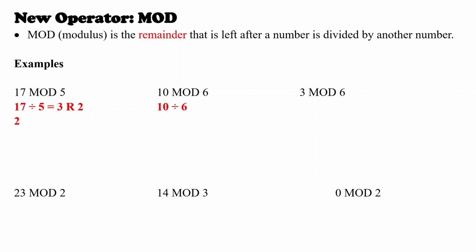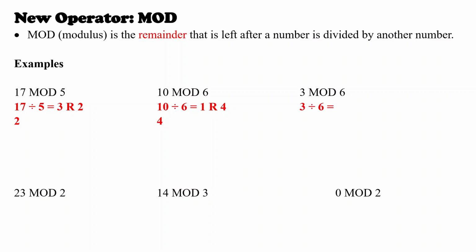Let's look at this next one. 10 mod 6. So 10 divided by 6. If you need to do the long division to help you, go for it. 6 goes into 10 once, and then you get 4 left over. You get 1 remainder 4, so that means the mod is going to be 4. 10 mod 6 is 4. All right.